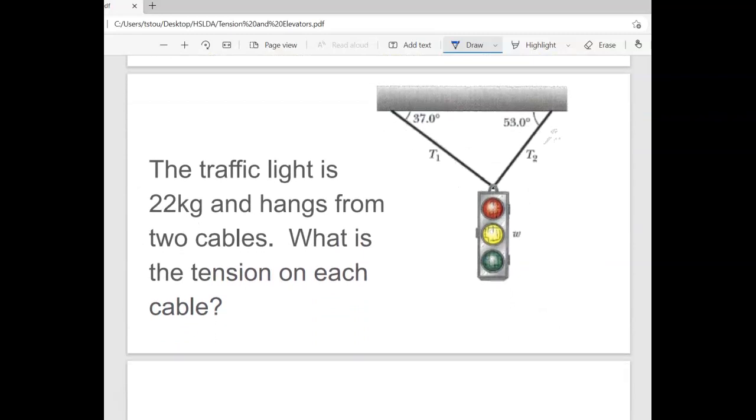So here we've got a traffic light. The traffic light is 22 kilograms. And it's hanging from these 2 strings. One cable has a tension 1, and the other is tension 2. And so what our job was to find the tension on each cable.